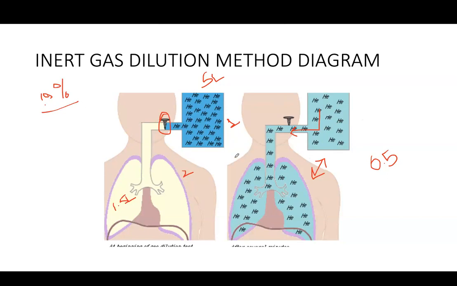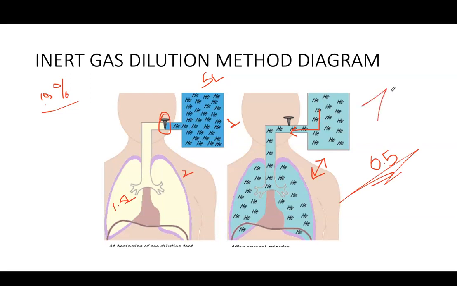I want you guys to understand this. It's very important. Let's say there's 20 molecules of helium in this spirometer, and its concentration is 10%. That means 10% of the spirometer volume is helium. But when we open the stop, these 20 helium molecules are going to be spread into 6.5 liters now instead of 5 liters. So its concentration, its partial pressure, is going to decrease.